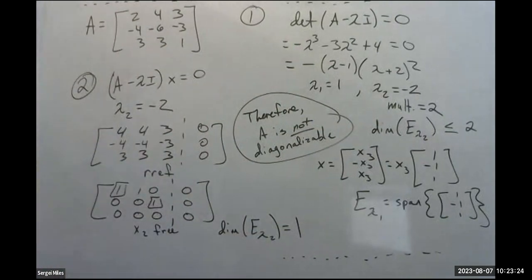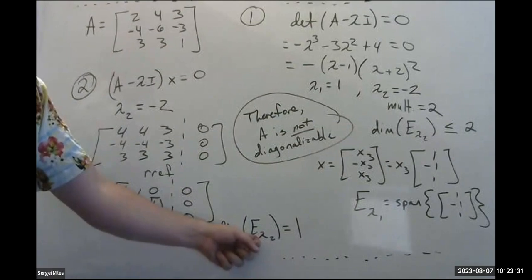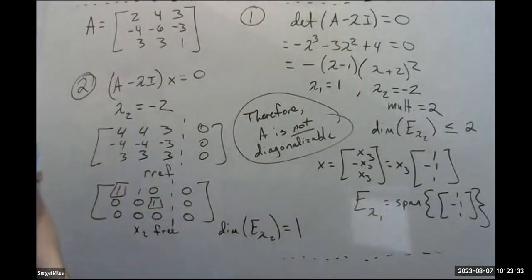And in fact, if you look at the lecture notes on Canvas, I do have more detailed step-by-steps for finding the second eigenspace. And you're going to see it's the span of only a single vector. So we don't have enough eigenvectors. This is not diagonalizable. All right.